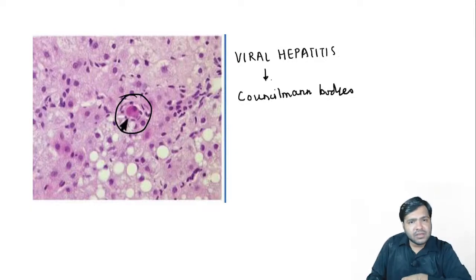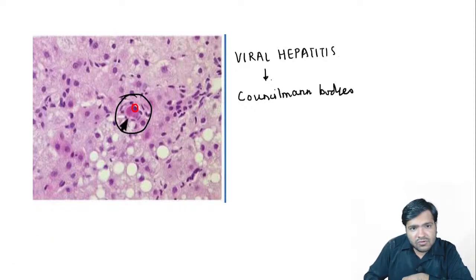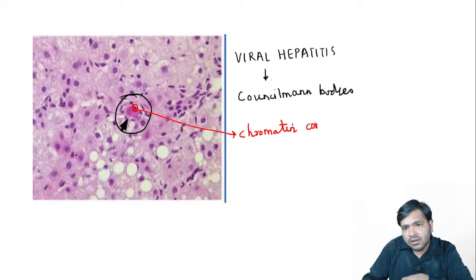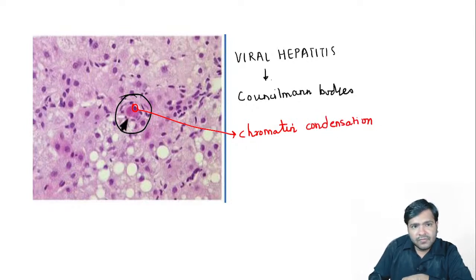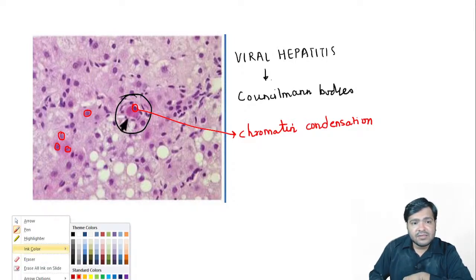Now what you see over here, remember this red color, which I'm just trying to show, it is denoting chromatin condensation. Okay, the chromatin is condensed. You can see the chromatin is condensed, and apart from that, you can see the eosinophil.